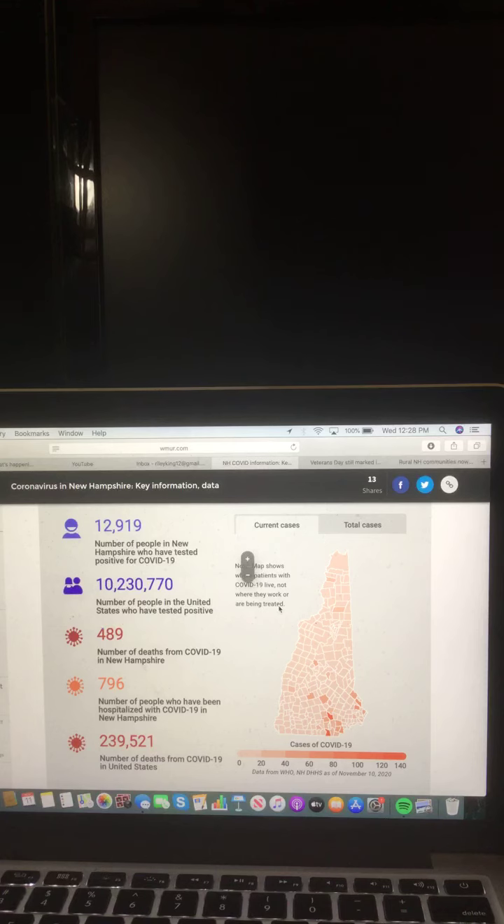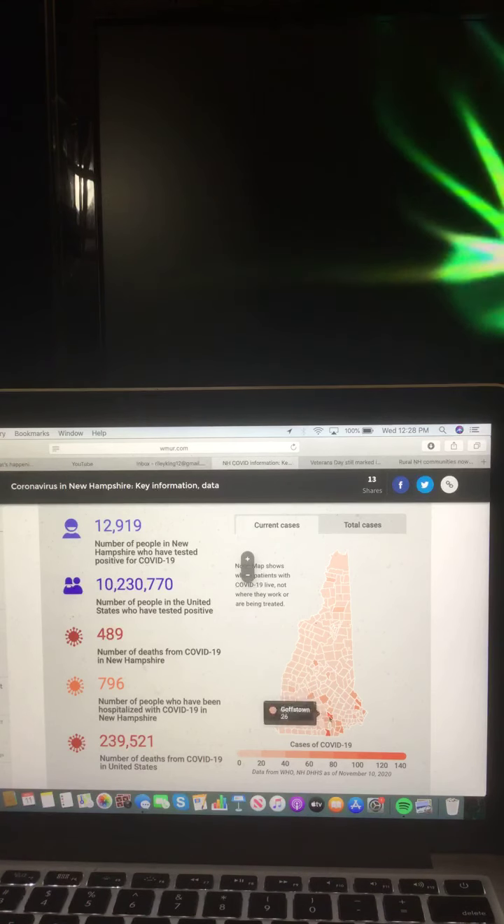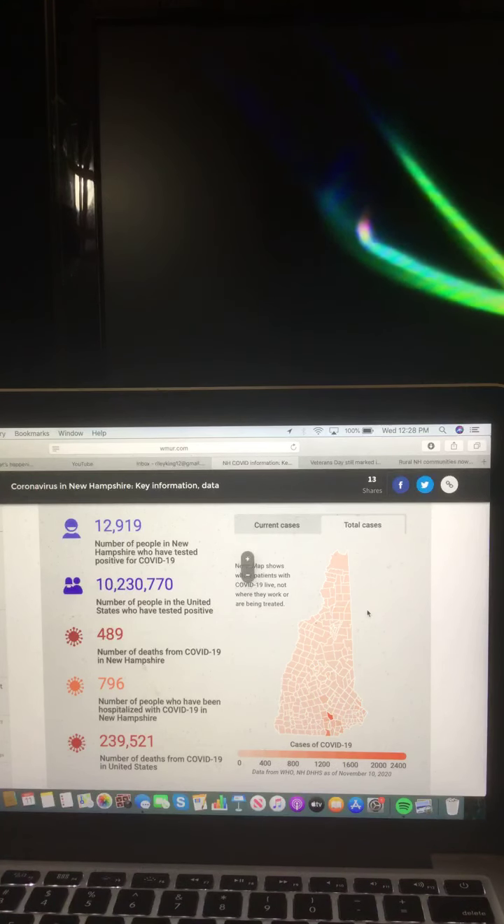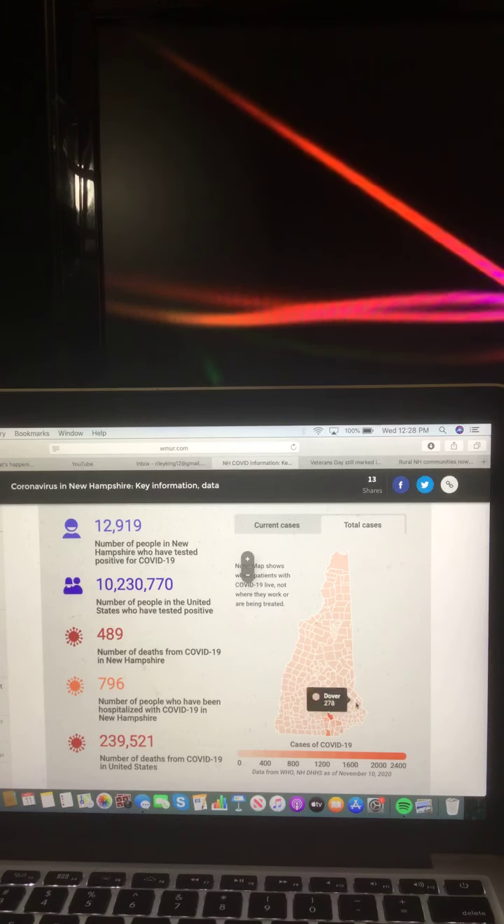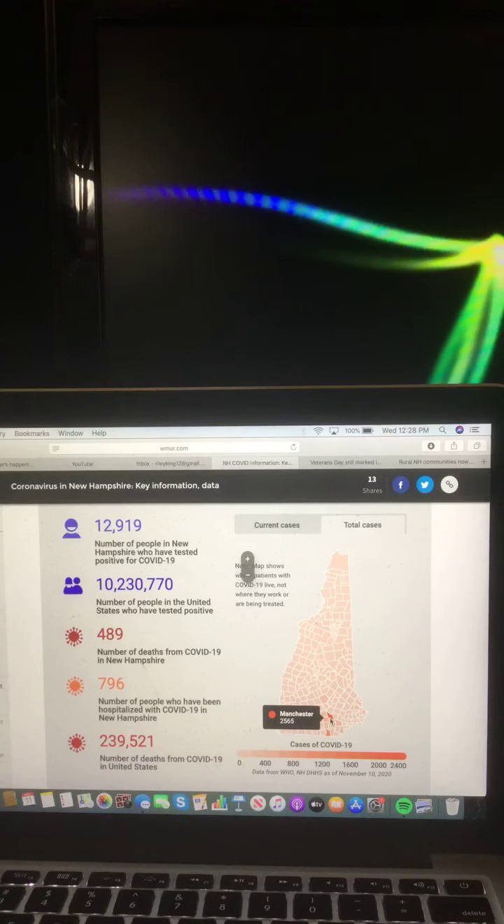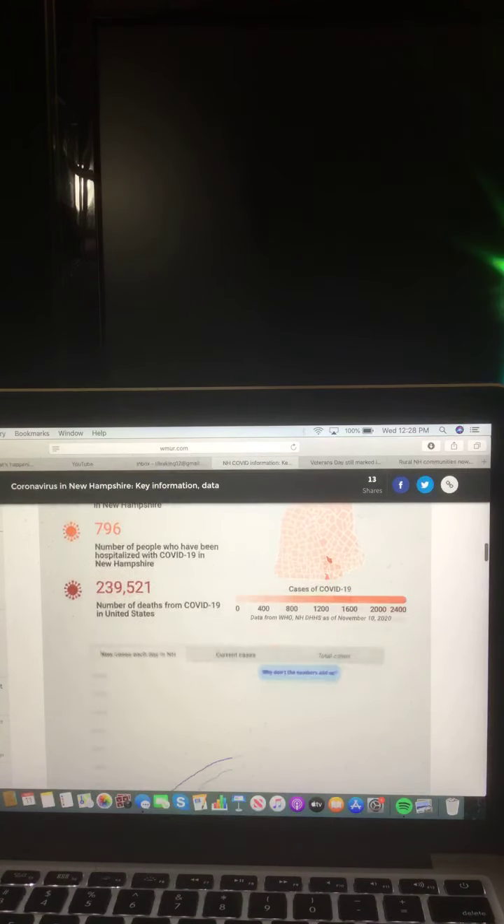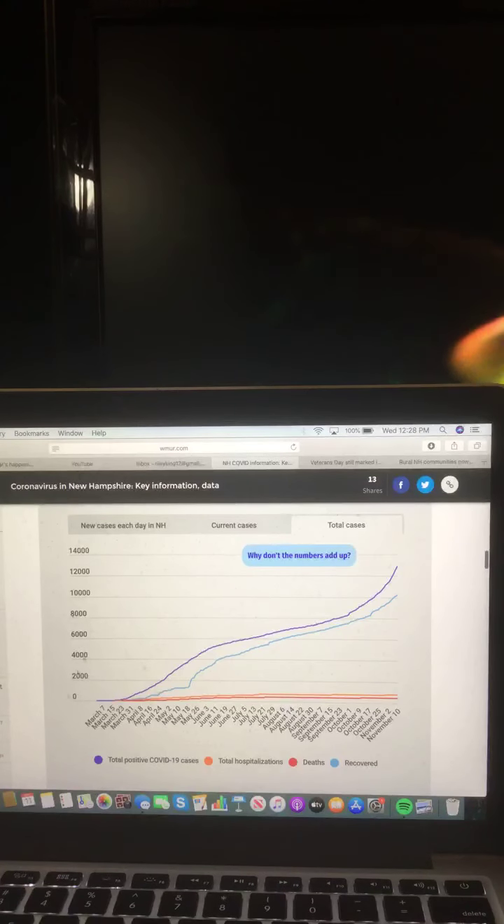Let's take a look at this map of New Hampshire where current cases of COVID-19 are. Manchester, 157. Let's take a look at this map of New Hampshire where total cases of COVID-19 are. Manchester, 2,565. And now let's take a look at these three charts here.